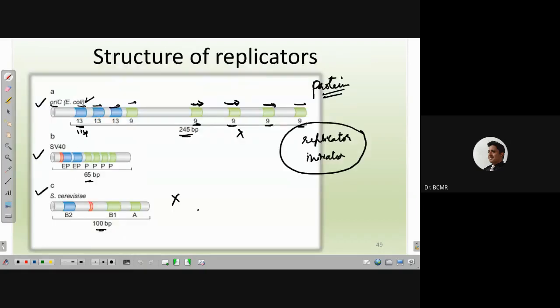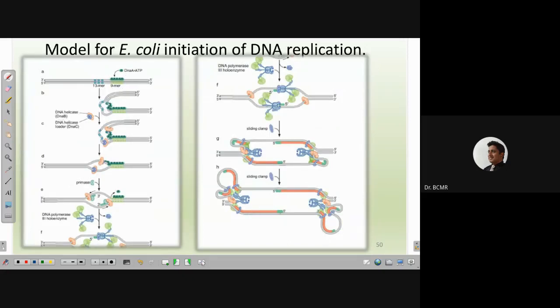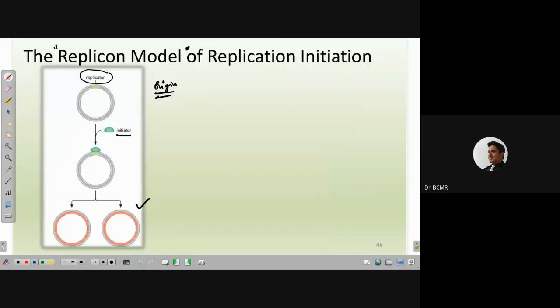So we discussed the origin of replication and how initiation happens. We discussed in the last class the replicator and initiator model, right? That is what is given here, the replicon model, which has a replicator and an initiator that recognizes the replicator, eventually resulting in 2 different DNA molecules.